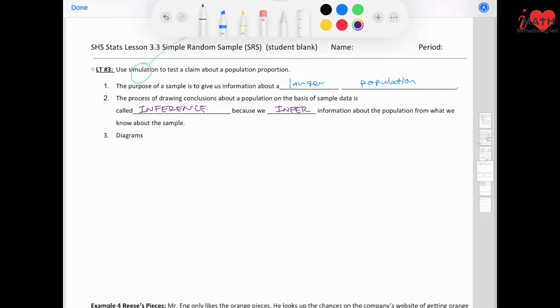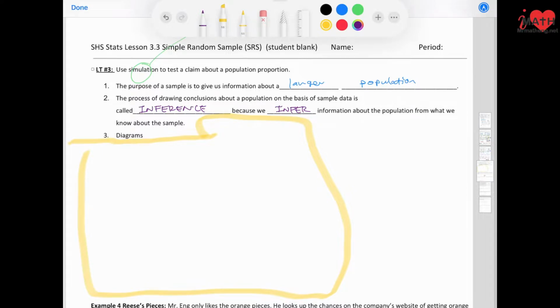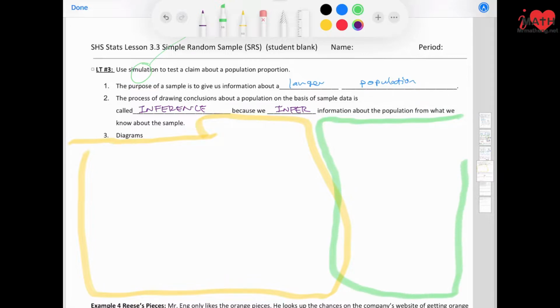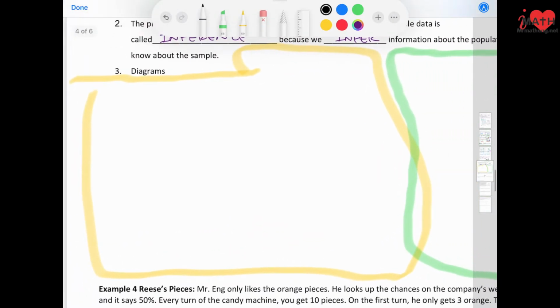Okay, I have 2, let's use a highlighter here. I have 2 diagrams, so I'm going to color code this so that we don't get lost. Yellow and green, okay? All right, the first one over here is you draw a box and you have all of the population. Whatever you want your population to be. Let's say this is California. And within California is my sample.